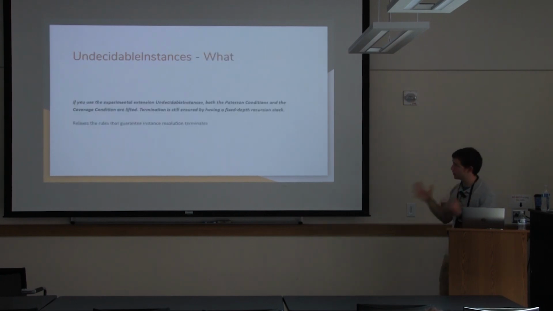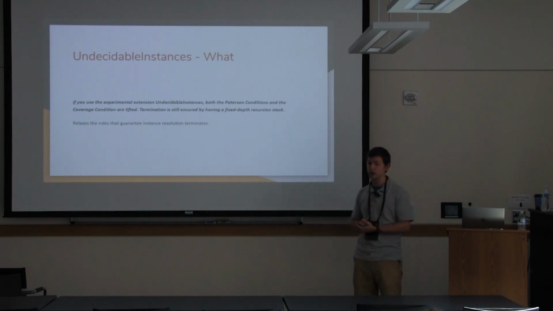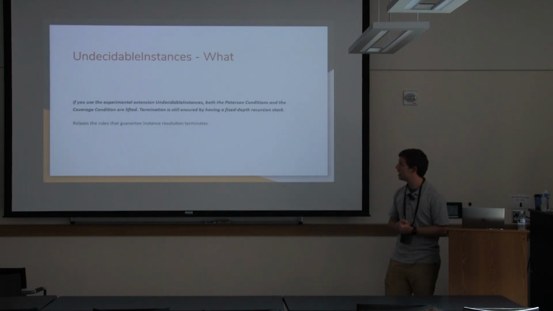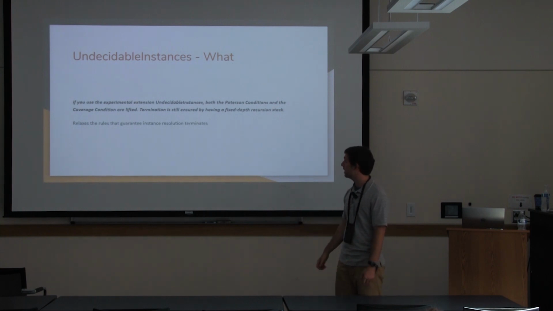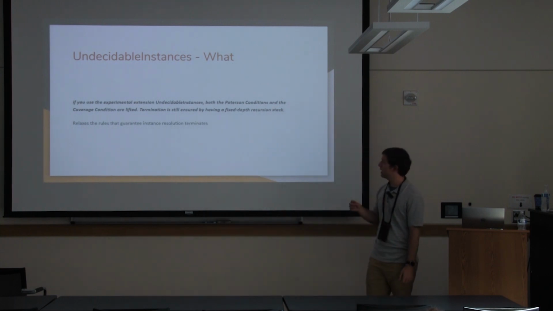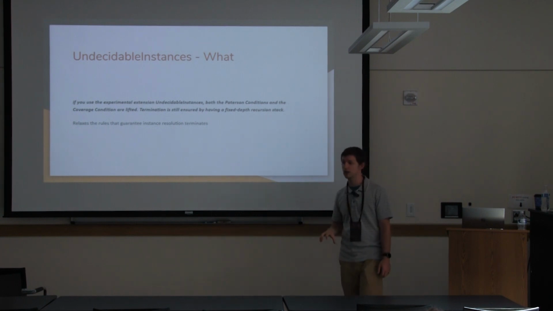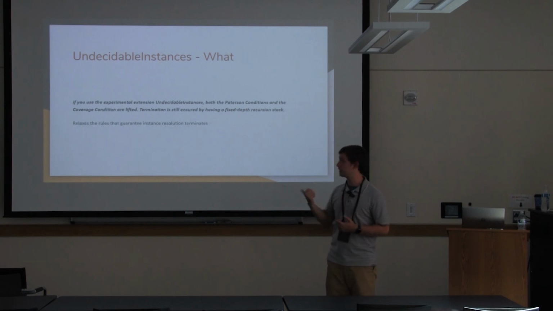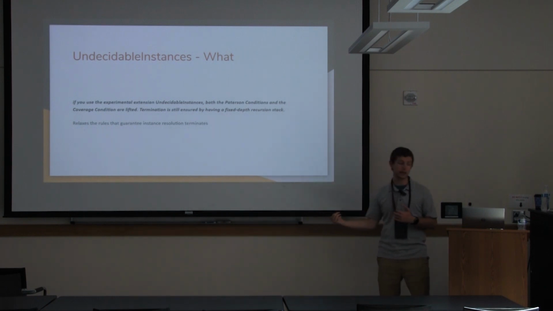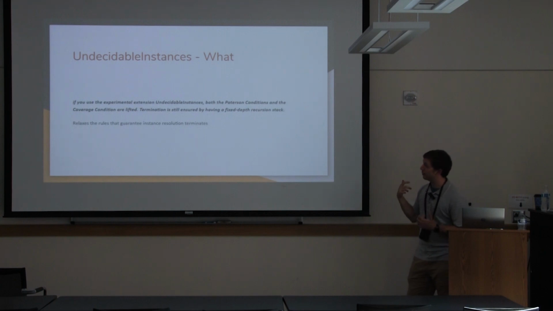All right, so like I said, there's a way to lift these rules because they can get in your way, especially all the Patterson conditions. So undecidable instances, they state in the GHC user's guide, is an experimental extension where all three Patterson conditions and the coverage condition are lifted. The way that they ensure termination for the most part is by having a fixed-depth recursion stack inside of GHC. I believe the default limit is 200, and if you go to that, GHC will just stop and say you blew the stack. If you know that you need more than that, you can set with an argument what the stack size is going to be, or you can lift that altogether. But I'd pretty much argue that you should almost never do that, but we'll get to that in a second.